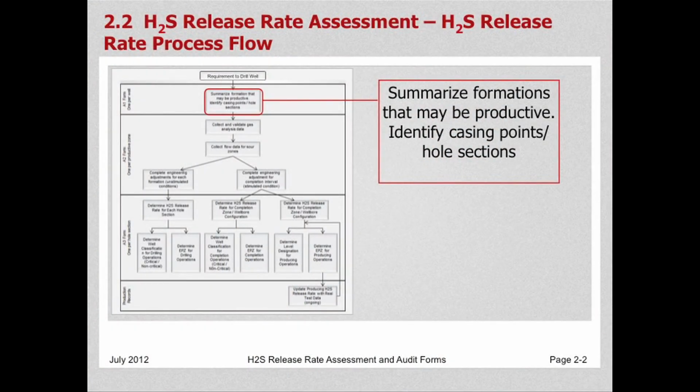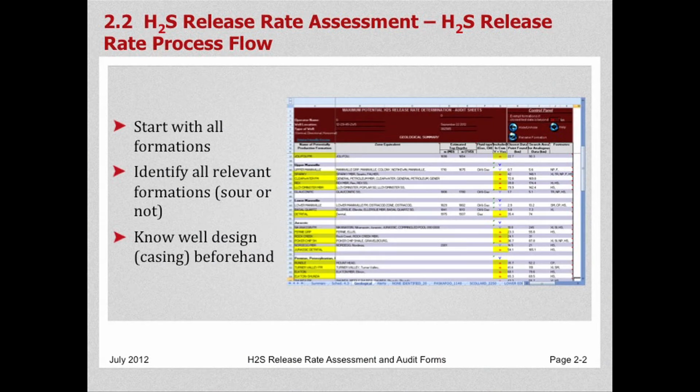Next on the line is to summarize the formations that may be productive and identify the casing points and hole sections. The H2S search will start with all formations, any formation that you could potentially hit. We're going with a very conservative search for formations. The question at this point is not whether it's productive or not, and not whether it's sour or not. It is just: is the formation present, and will you be exposed to that formation? That's all you're asking at this point.